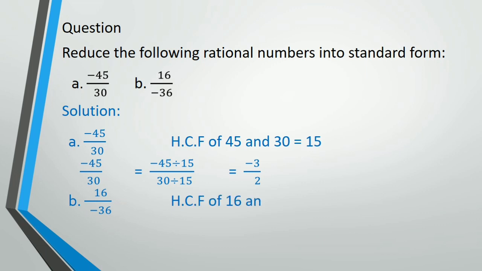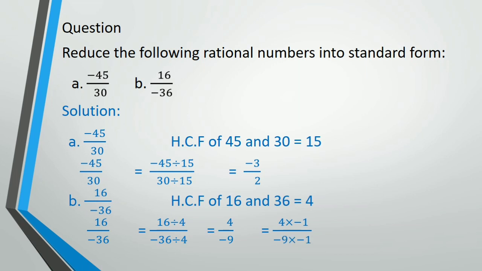In question number B, we have the HCF of 16 and 36 is 4. Dividing 16 and minus 36 by 4, we get 16 by 4 is 4, minus 36 by 4 is minus 9. Hence we have the standard form 4 by minus 9. Now we need to convert the denominator into positive, that is by multiplying both numerator and denominator by minus 1, we get minus 4 by 9.